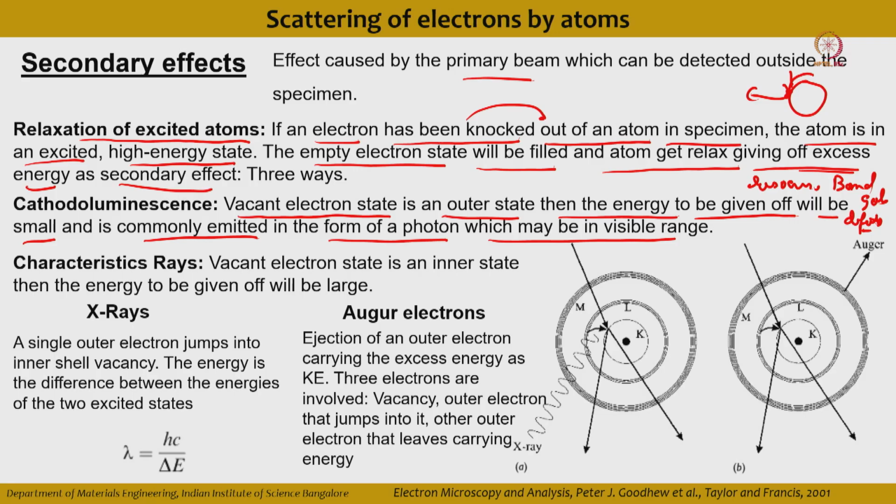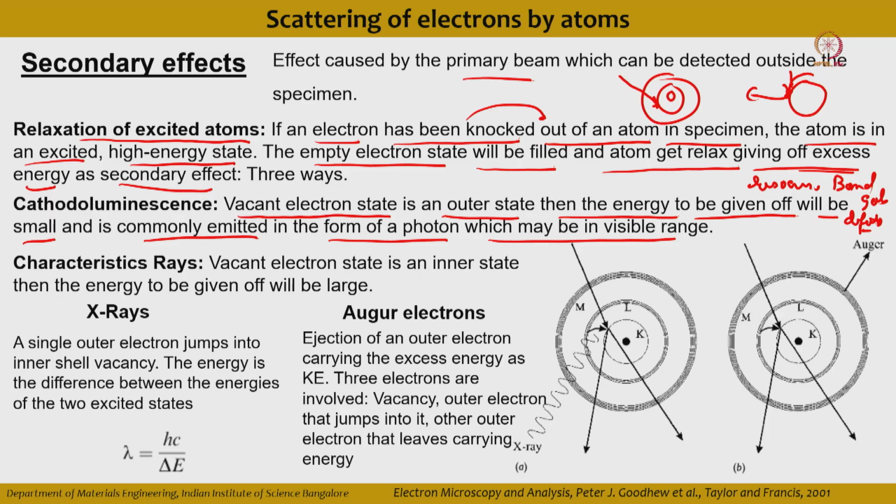Remember, cathodoluminescence is the energy released when the electrons in the conduction band occupy the vacant electron state in the outer shell, which is knocked out by the electron beam. So, this is one type of relaxation of excited atoms. Another type is when an electron knocks out the inner shell electrons. Now you have a nucleus and shells. If an electron comes and knocks out the inner shell electrons, this may release 2 types of energies.